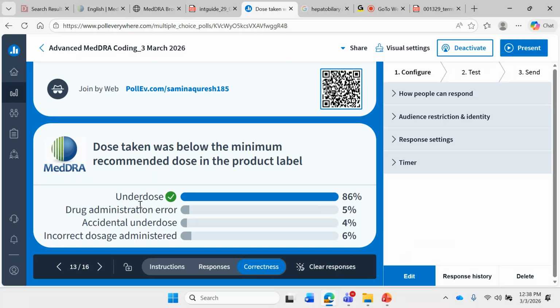And we can't say error because we don't know if it was an error, if it was intentional. We really don't know that. Again, accidental, I don't know if it was accidental, right? And I think it's underdose. We can say it's incorrect dosage, yes, but more precisely, it's an underdose. So that's the correct answer.